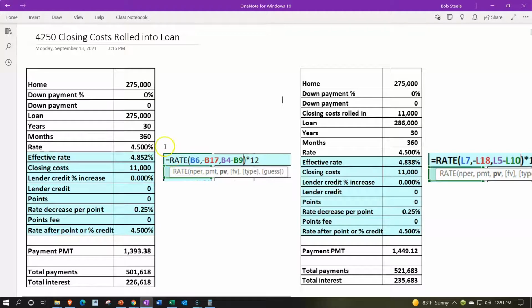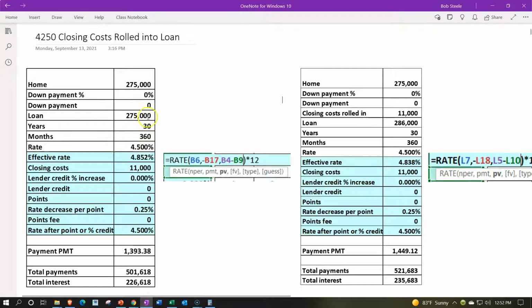The number of periods would be 360, comma, the payment, which needs to be negative, would be the payment calculation down below of the 1,393.38, which is calculated based on the 4.5% interest rate, comma, the present value then is going to be the loan amount, the $275,000, but then the twist here, we're going to subtract out the $11,000, the present value representing, in essence, the cash flow up front.